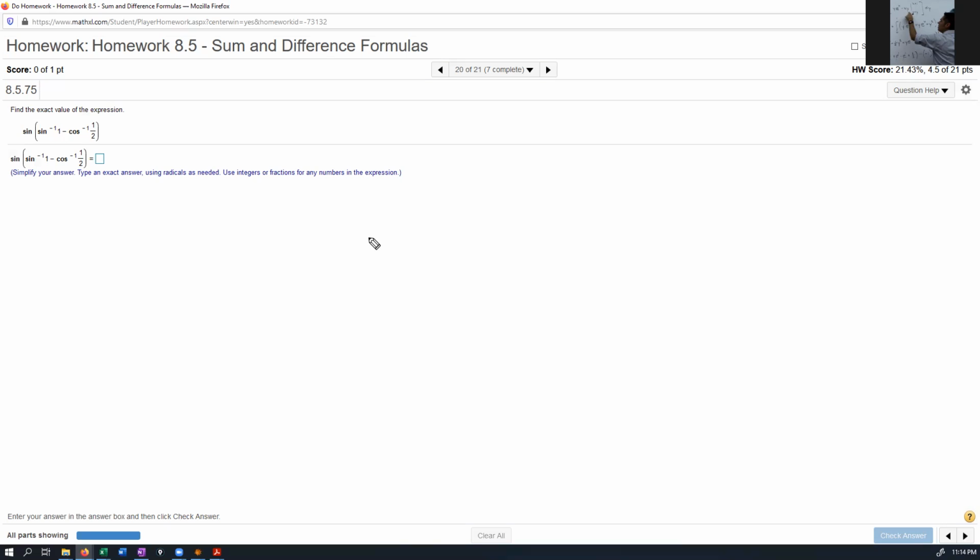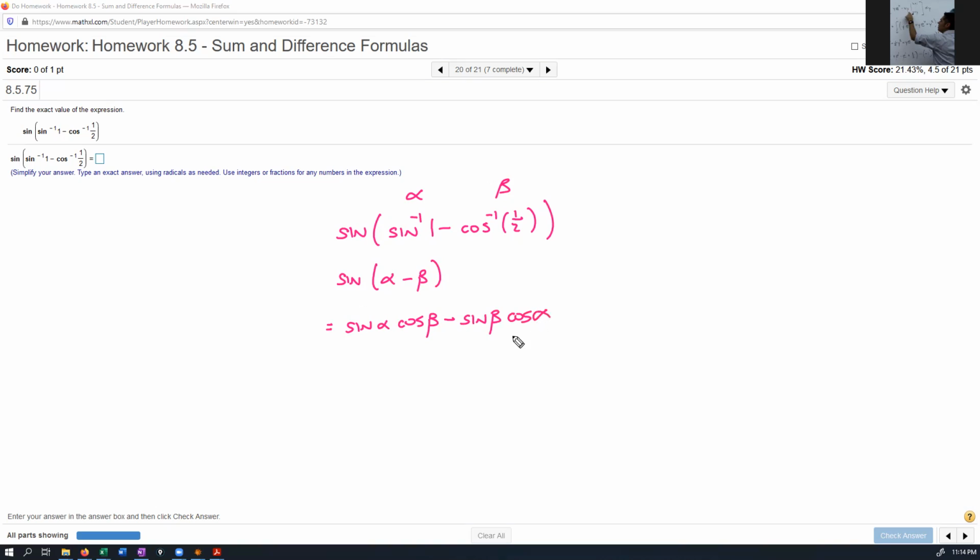Okay, so how about this? Find the exact value of sine of inverse sine of 1 minus inverse cosine of a half. Okay, so what we need to realize is that this is alpha, this is beta. So ultimately we want sine of alpha minus beta. But we know that that is equal to sine of alpha cosine of beta minus sine of beta cosine alpha.